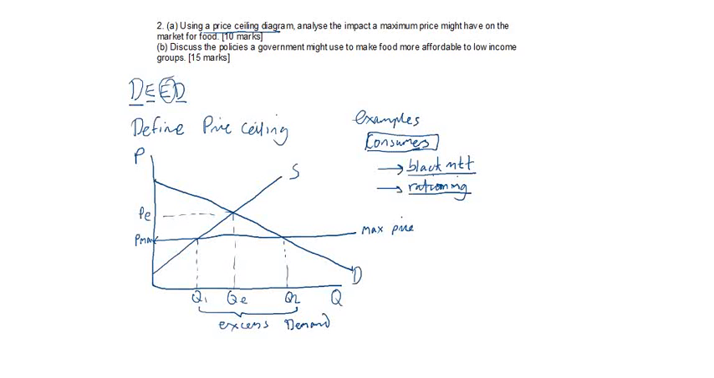Okay, welcome back. So now what we're going to do, we're going to have a look at question B. It says discuss, so we need to do some evaluation, okay? And it says discuss the policies the government might use to make food more affordable, and this is an important thing, for low income groups. So it's asking us to specifically talk about low income groups, okay, not everybody.